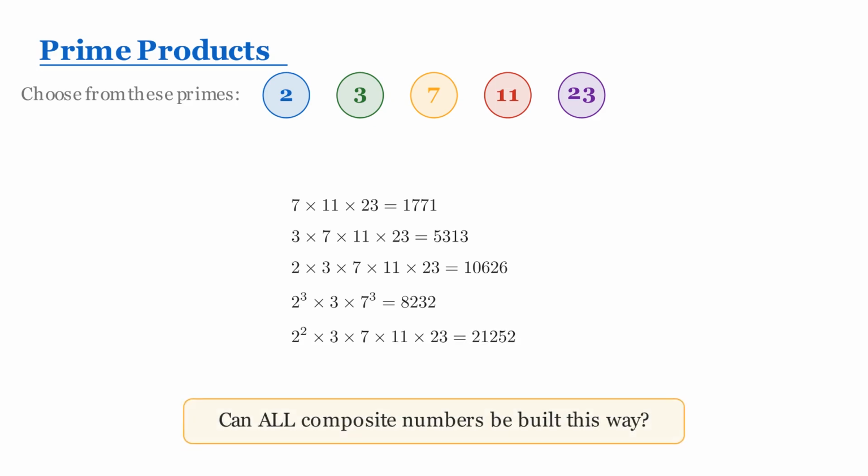We can produce infinitely many numbers this way. But can we produce every composite number? Let us factorize the number 32,760 step by step. We divide by the smallest prime, which is 2. 16,380 is still divisible by 2. 8,190 is still even, so we divide by 2 once more. 4,095 is not divisible by 2.